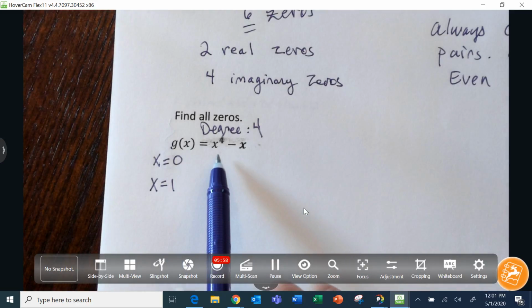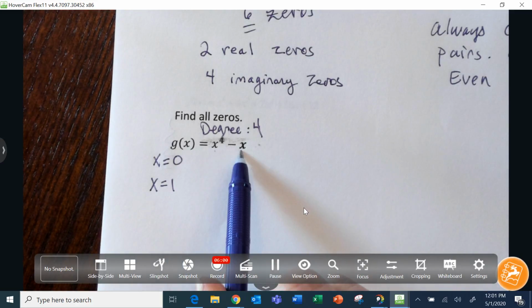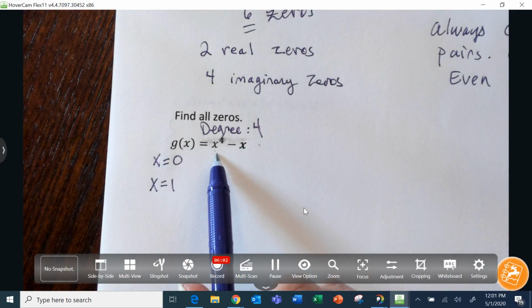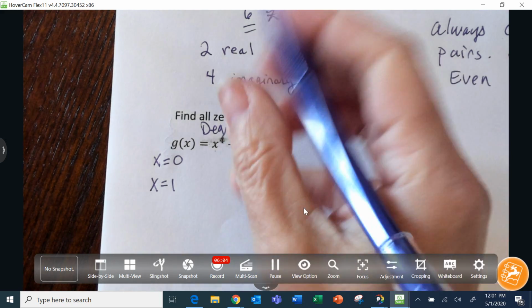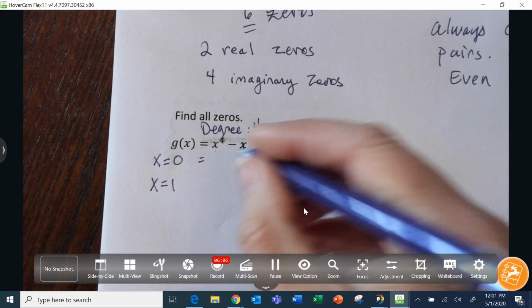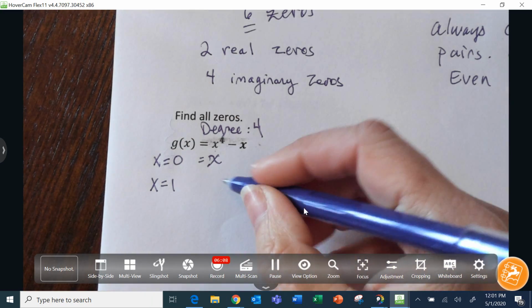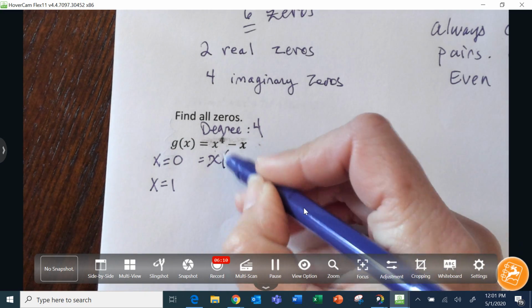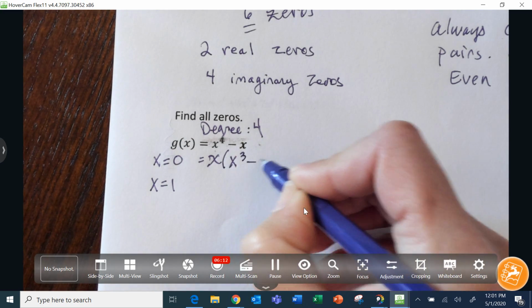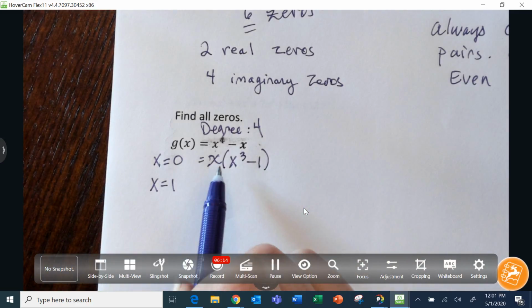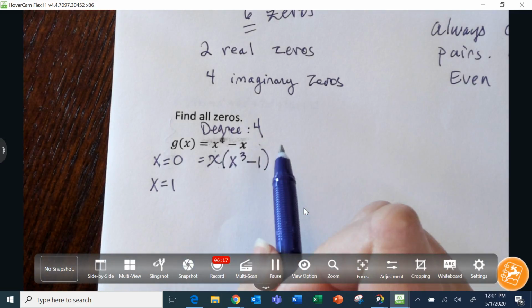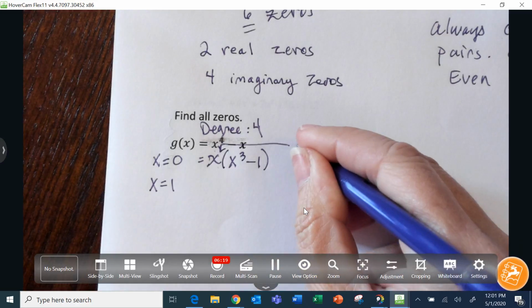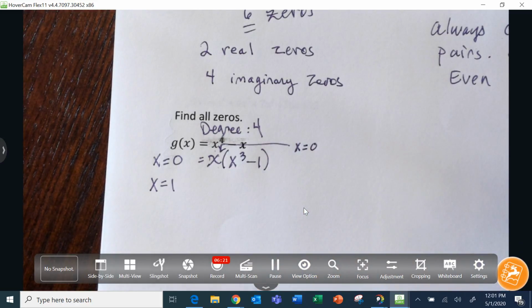Okay, so for x equals 0, I can look at this and say there is a greatest common factor. Not of 0, I'm sorry, greatest common factor of x. I can factor that out, and that x equals 0 is one of our zeros.